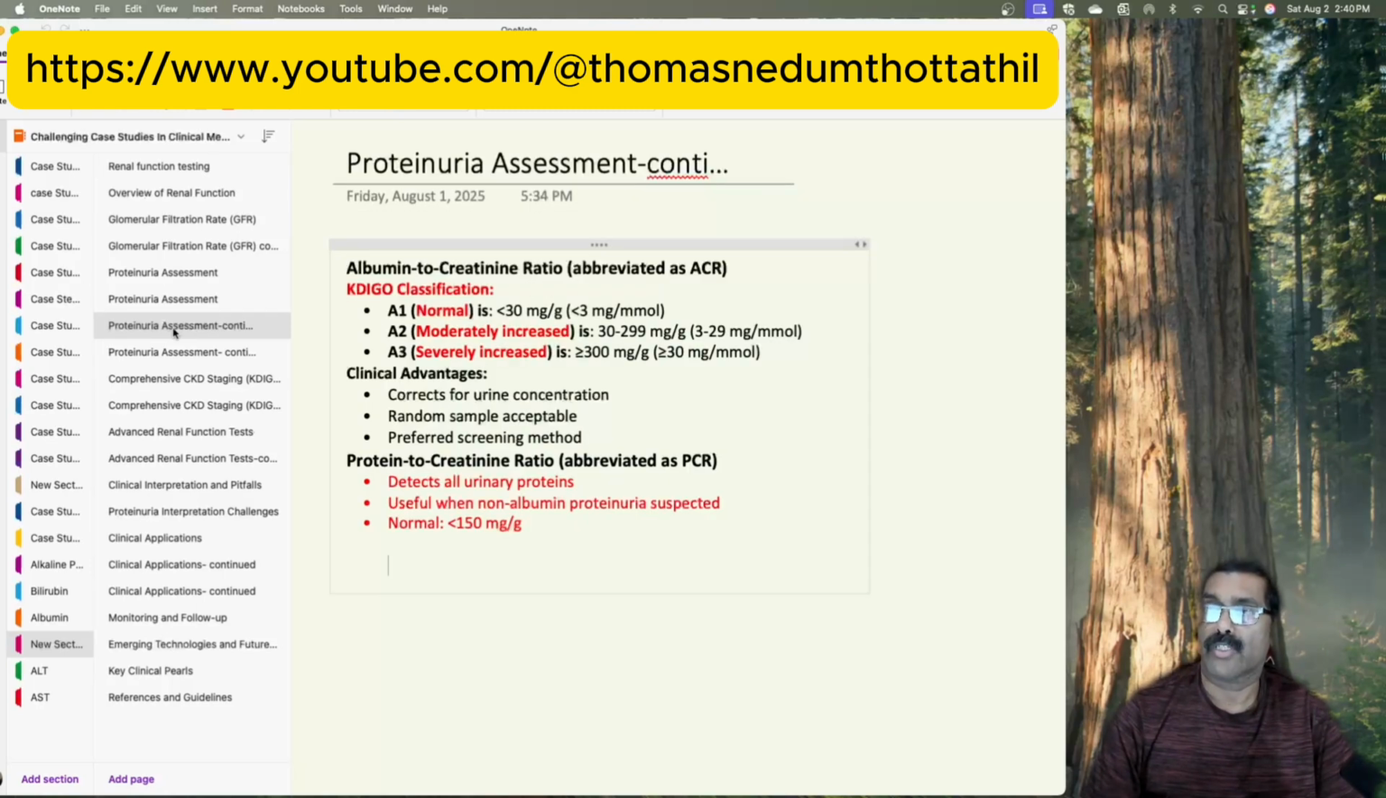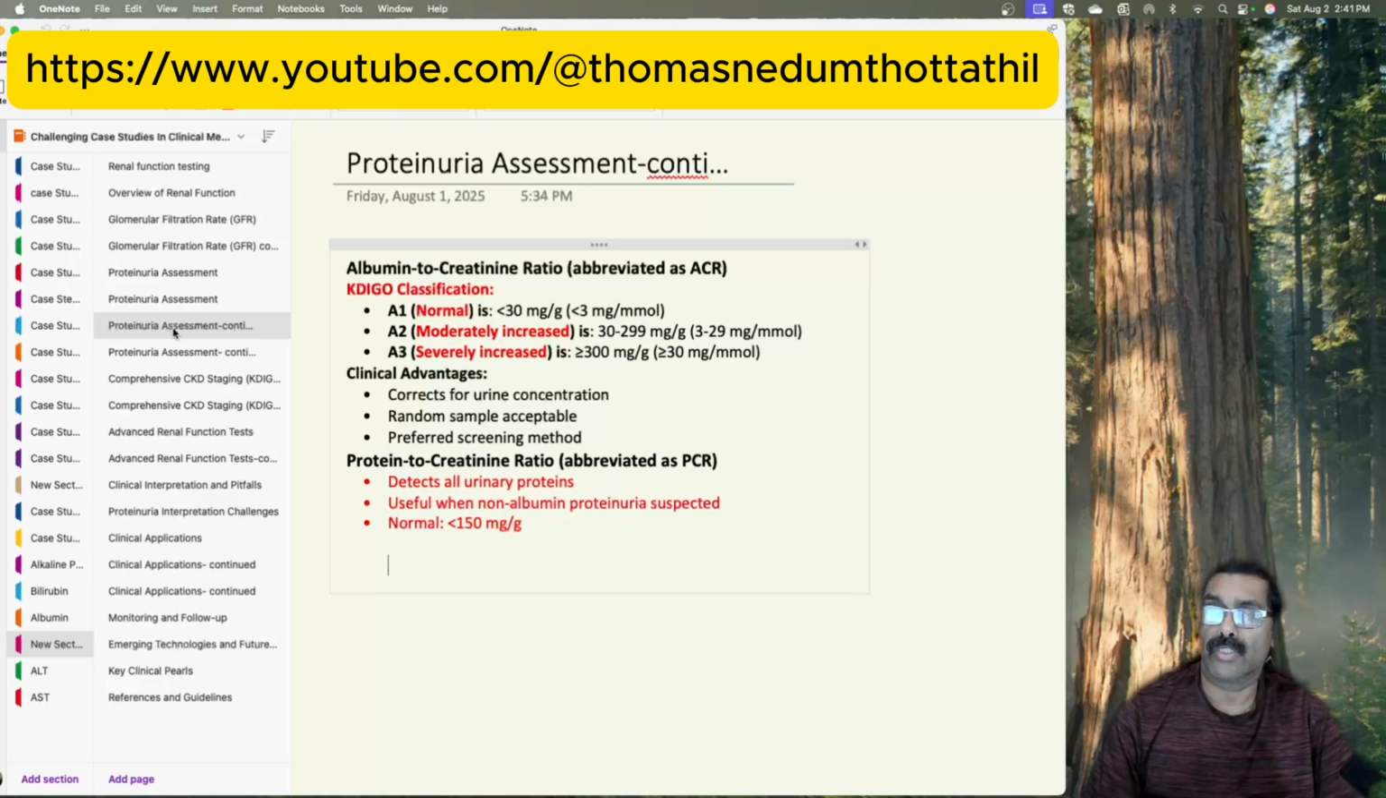Albumin creatinine ratio, abbreviated as ACR. KDIGO classification. A1 is normal and is less than 30 mg per gram. A2 is moderately increased, 30 to 299 mg per gram, and A3 is severely increased, greater than or equal to 300 milligram per gram. Clinical advantages: corrects for urine concentration, random sample acceptable, and it is a preferred screening method.